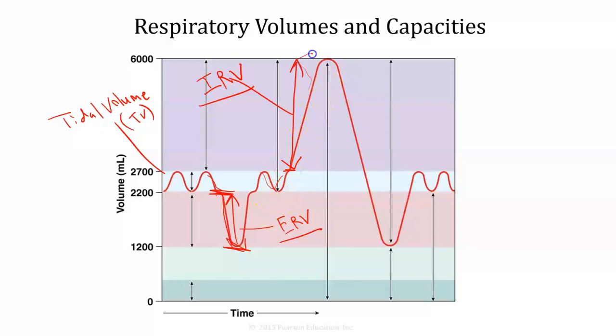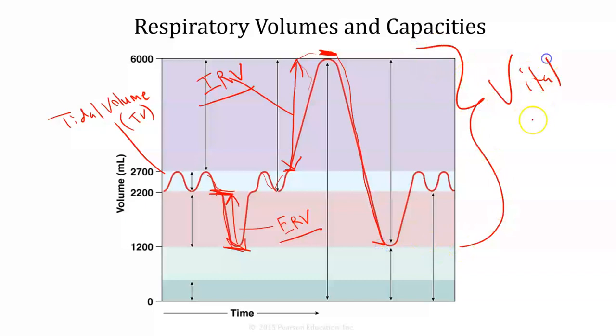Now, if you were at the very top of the biggest breath you could gather, and you breathed out until you could not breathe any more whatsoever, this would be called the vital capacity. It's the total amount of displacement you can get into and out of your lungs.